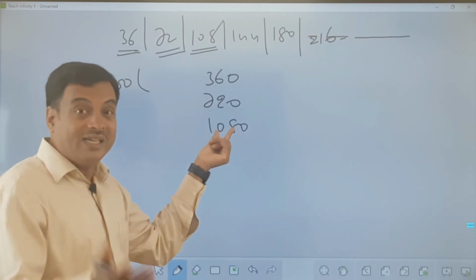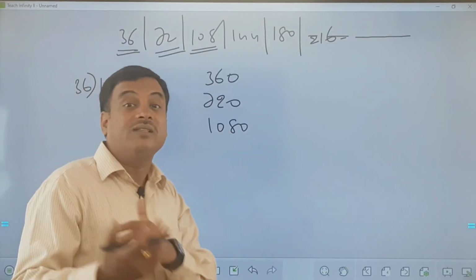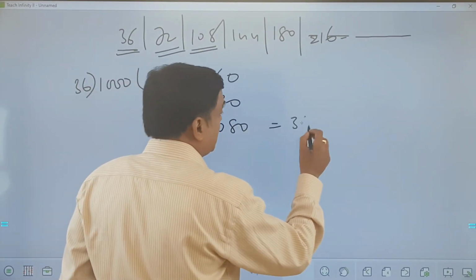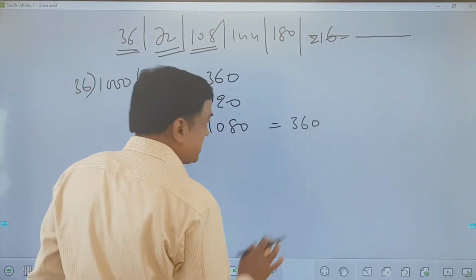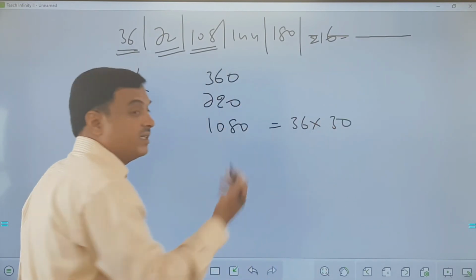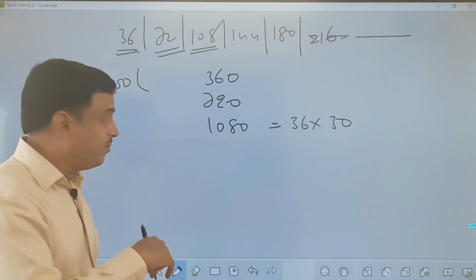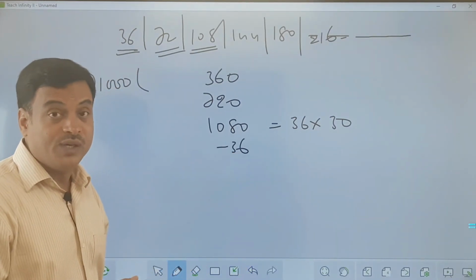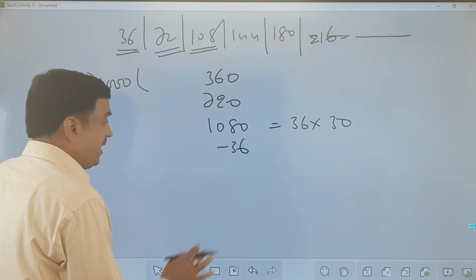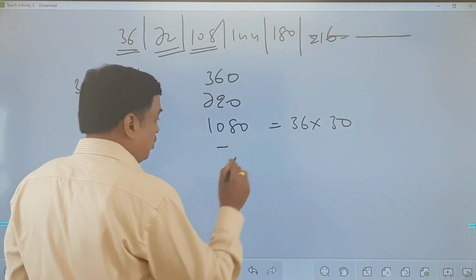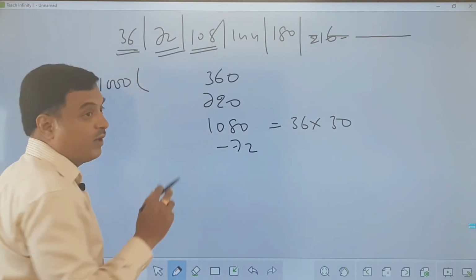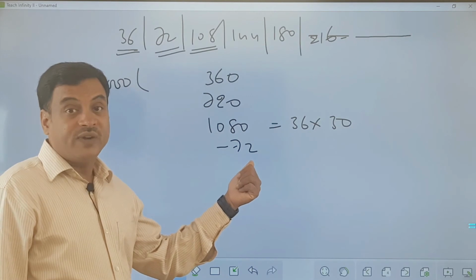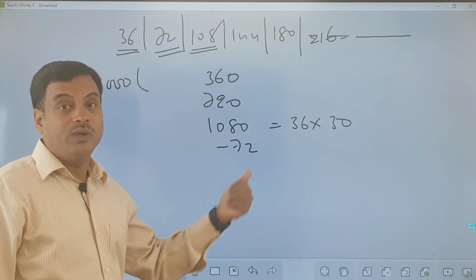But my answer has to be less than 1080 because I am asking for the greatest 3-digit number. 36 into 30 gave me 1080, but I am looking for a lesser number than that. So if I subtract 36, will it be a 3-digit number? No. So then if I subtract 72, the second multiple of 36. First I subtracted 36, it did not work. Second multiple of 36, if I subtract 72, 80 minus 72 is 8.